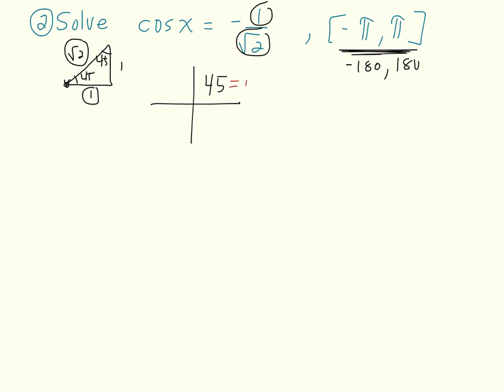Okay, so this is our reference angle. Get in the habit of marking it in the first quadrant there. Then write out your ASTC. Once again, here we're dealing with a negative value.